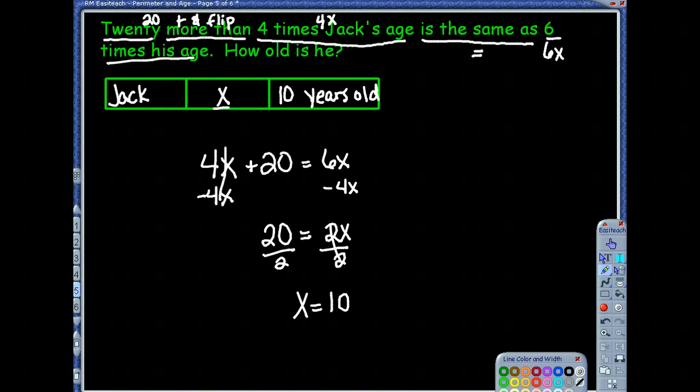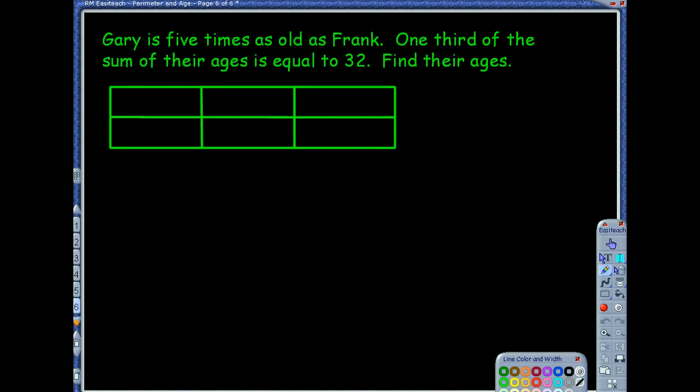This last question, it's talking about Gary and Frank. So I'm going to go ahead and fill that into my table. And they tell us that Gary is 5 times as old as Frank, and 1/3 of the sum of their ages is equal to 32. Find their ages. All right, so let's start off with, who do we know nothing about?